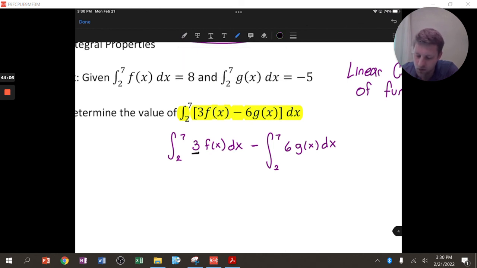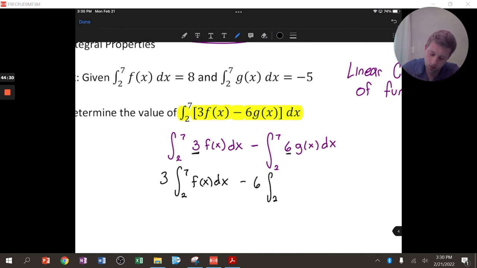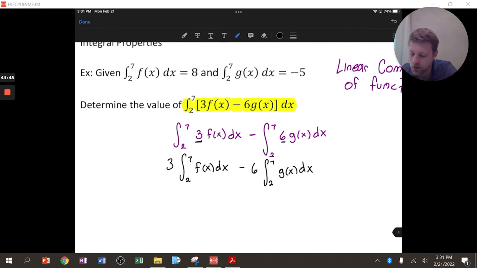I can also consider these constants. These constants can be moved inside and outside the integral as I please. And so one of the properties we can execute here is that this would be the same as 3 times the integral from 2 to 7 of f of x dx minus the 6 brought outside the integral because it's a constant, 2 to 7 g of x dx. So here our linear combination of functions we've actually separated and we've also pulled out those constants.